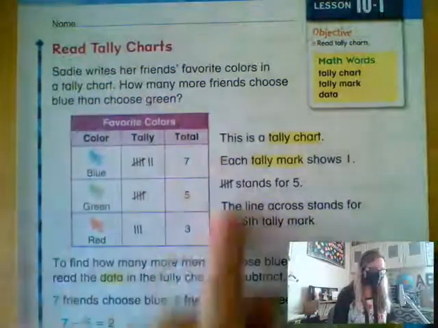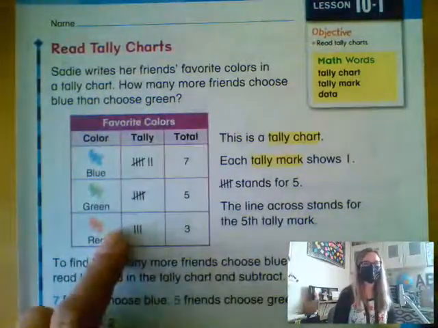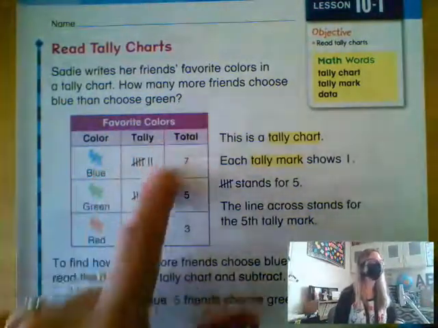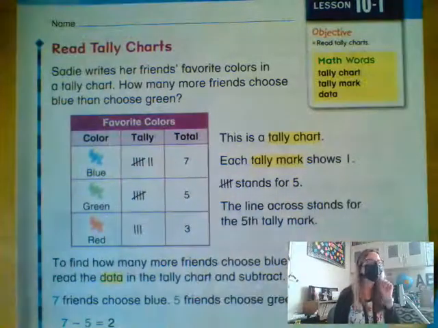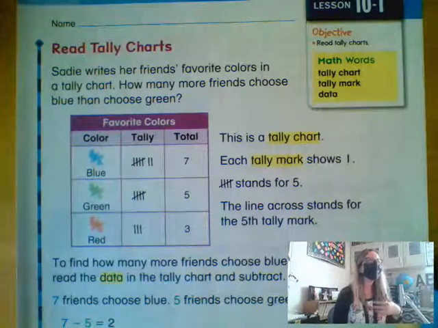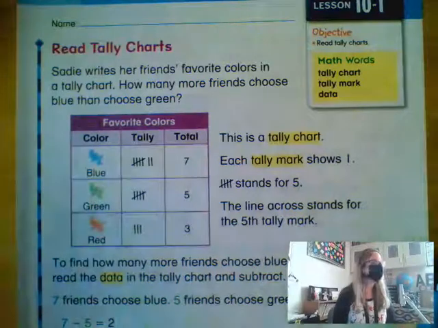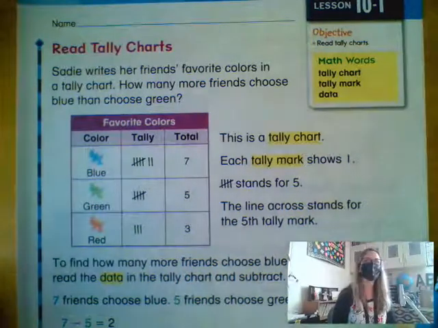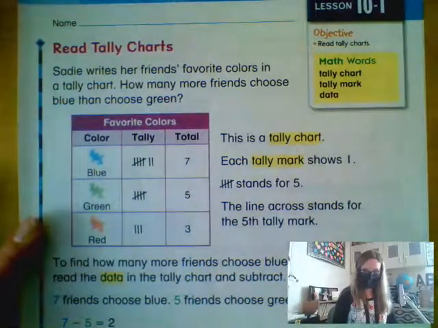So this, boys and girls, is a tally chart. And each tally mark is a little line that looks like this, and it represents one. When you get to five tally marks, who knows what we do? Sage? You cross it over.